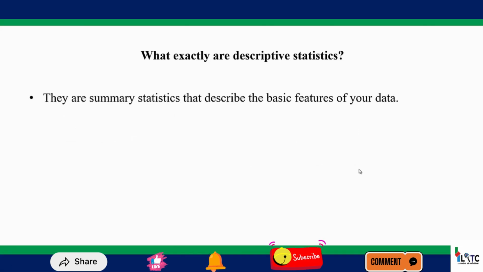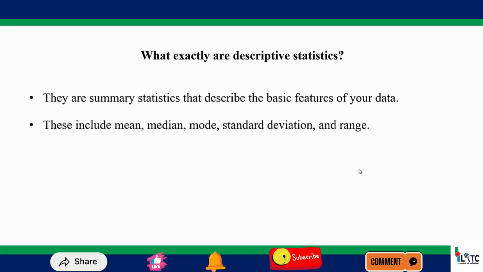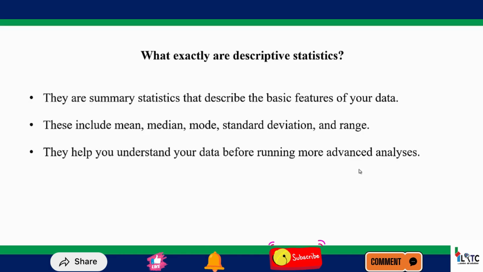Descriptive statistics are simply the summary that describes the basic features, the behavior, or the attributes of your data, and these statistics include the mean, the median, the mode, standard deviation, observations, skewness, kurtosis, and others like that. So all these statistics provide a clear view of the features of your data. Also, these statistics help you to understand your data before running more advanced analysis. As a matter of fact, they also dictate the method of analysis that is suitable for your data.